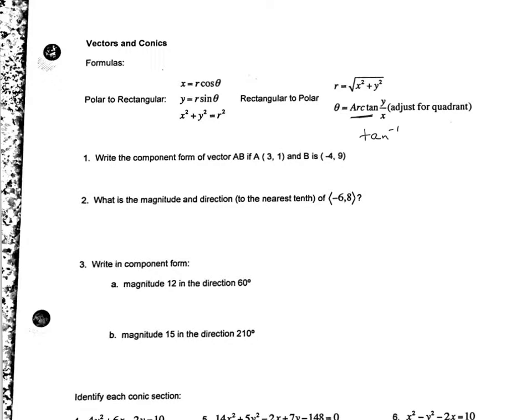A lot of these are not actually multiple choice, pretty much because they're so easy. So there is a component form question on there. Make sure that you do head minus tail or end minus beginning. And so that would be -4 minus 3 and then 9 minus 1. So the component form in the proper brackets is -7, 8.